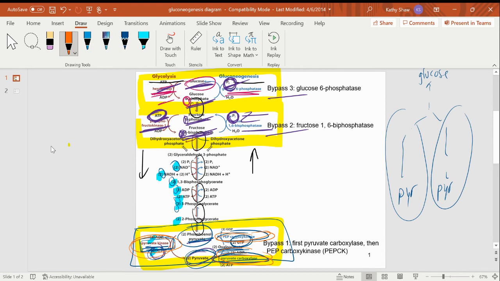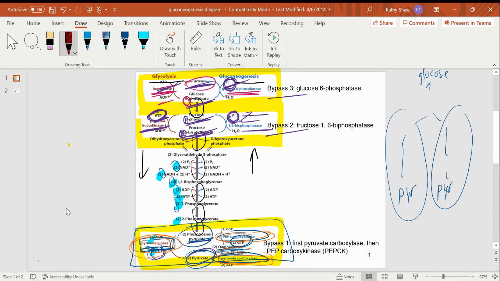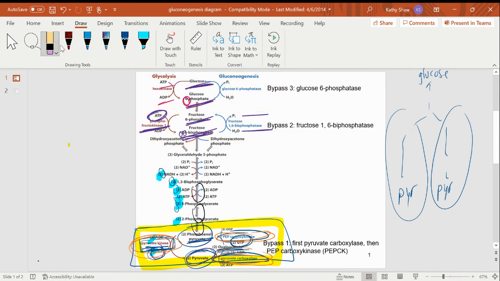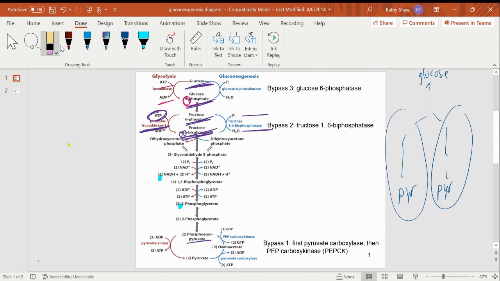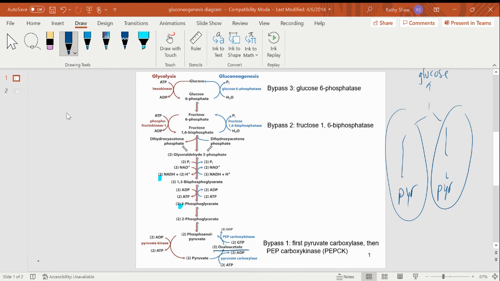Another thing that's a good thing to know is how many ATP it costs me to make a molecule of glucose by gluconeogenesis. We're going to have a plan A and a plan B here. So actually, I'm going to erase all this just to have room. Okay, so to go from pyruvate to oxaloacetate, I'm going to use 2 ATP.